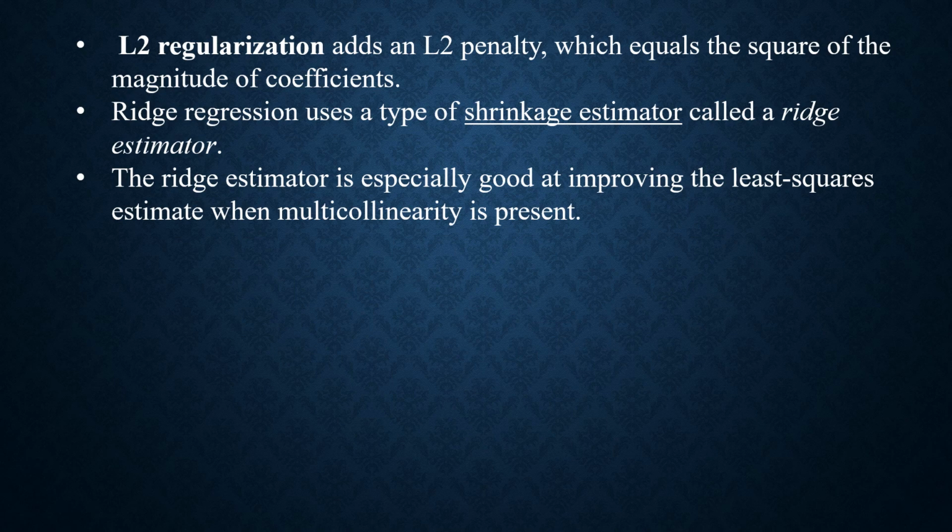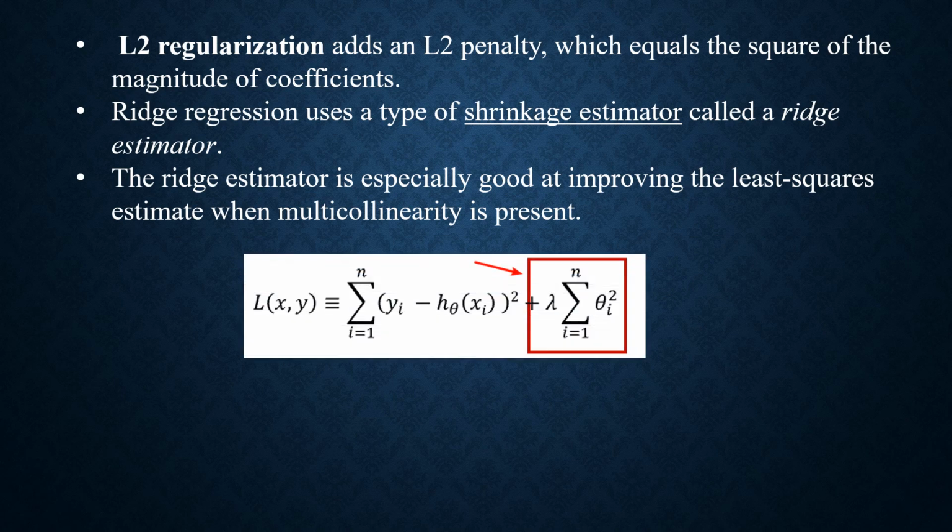Multicollinearity is a condition where two or more independent variables are correlated with each other. And the formula for ridge regression goes something like this. So you have summation i equals 1 to n of (yi minus h theta of xi) the whole square. This is nothing but our mean squared error. We are adding a penalty which is lambda times the summation i equals 1 to n of theta i squared, which is nothing but the square of the magnitude of the coefficients. And if the lambda value is equal to 0, we are left with our OLS regression. If the lambda value is too high, we are going to encounter something known as underfitting.